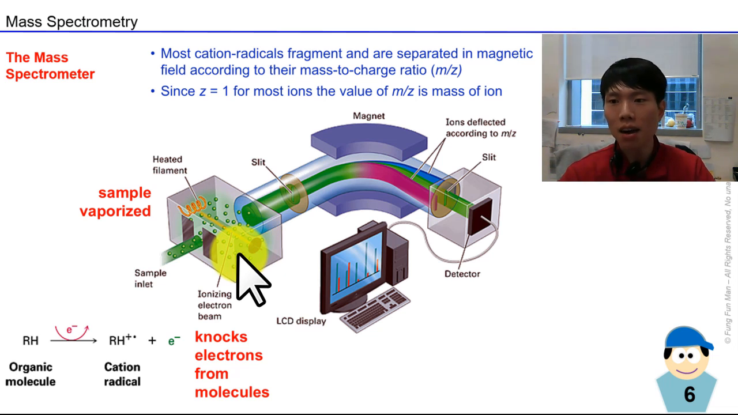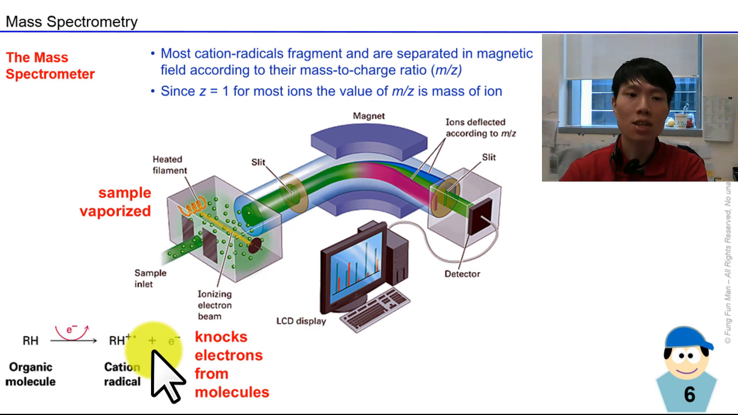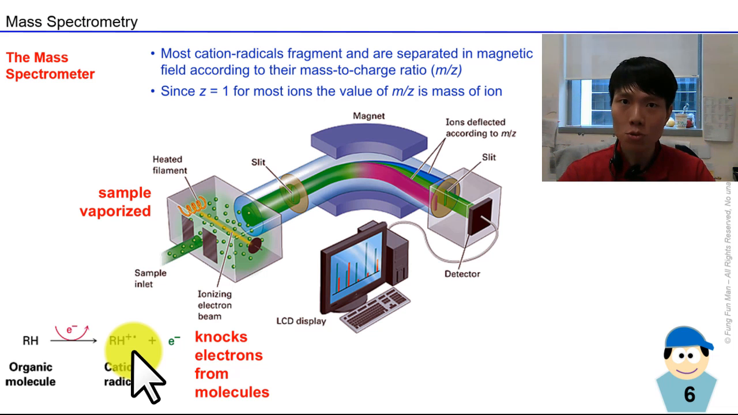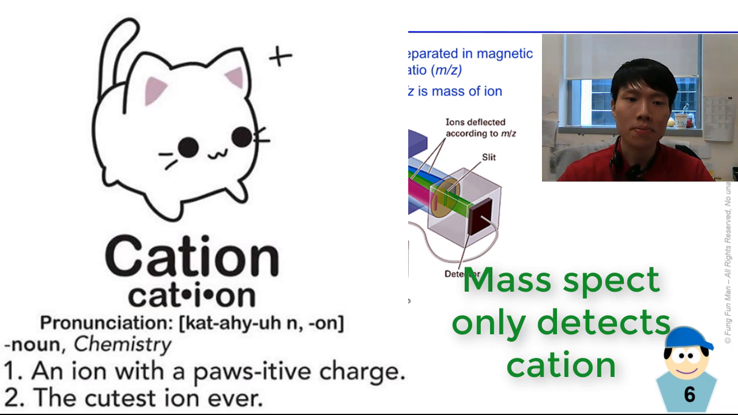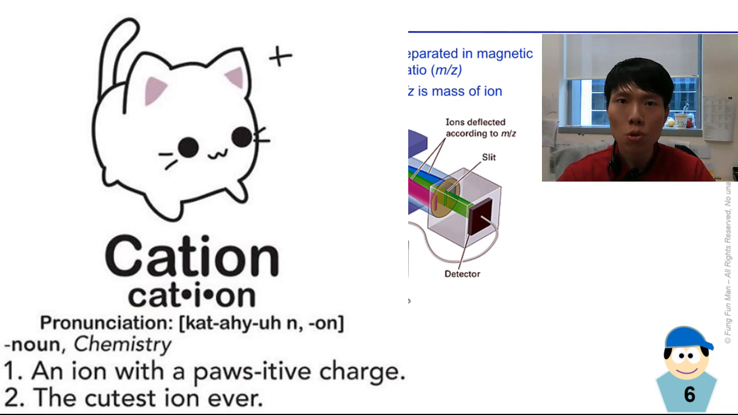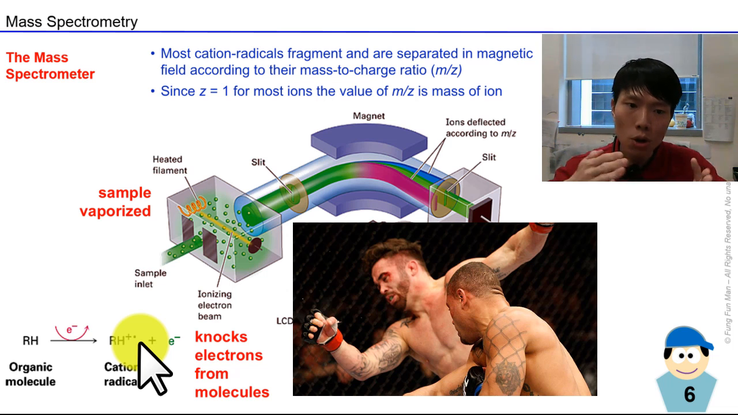And next, after vaporization, you will undergo ionization. Here we bombard a stream of electrons to knock out electrons to form cations. Take note, mass spectrometry only detects cations, not anions, cations. It doesn't detect any neutral radicals or even molecules. So we use electrons to knock out electrons, to kick them out, right?